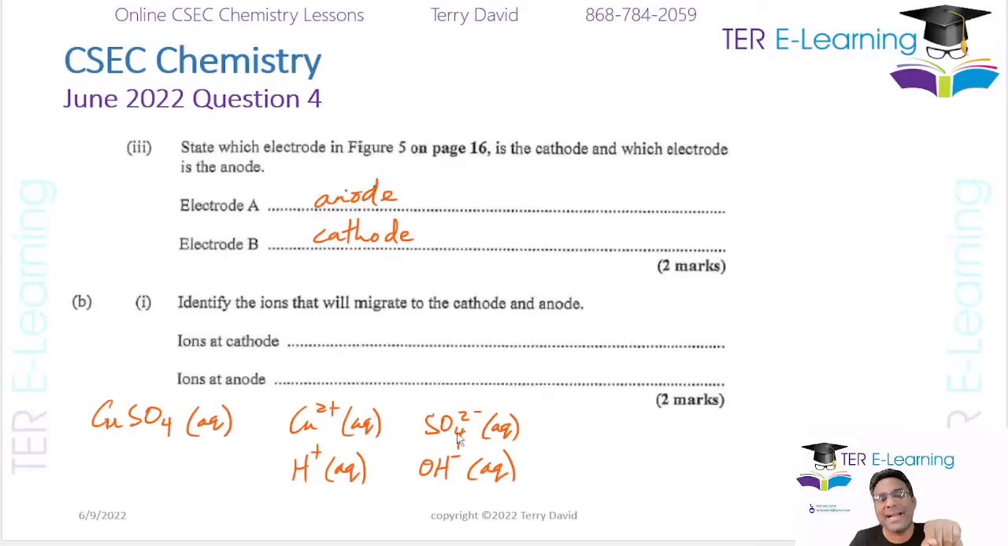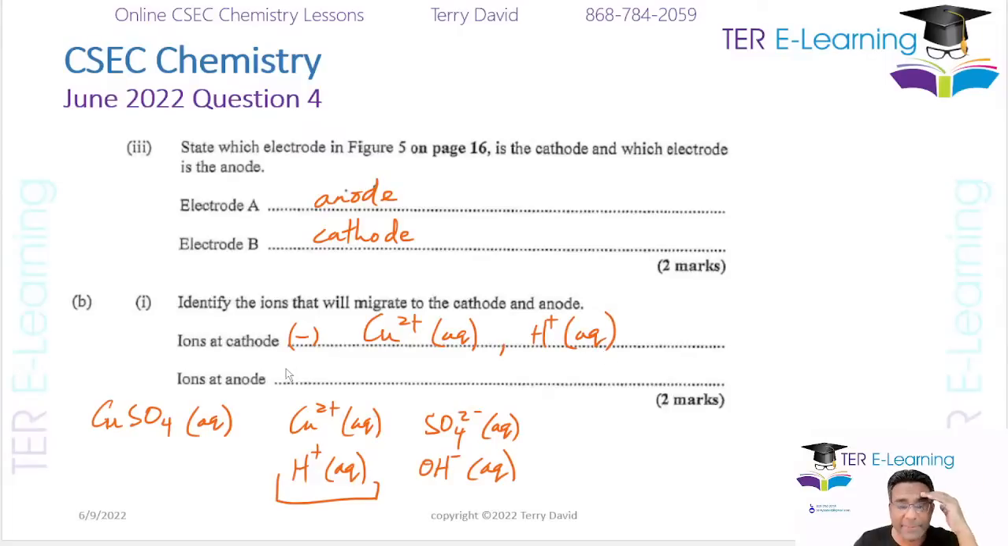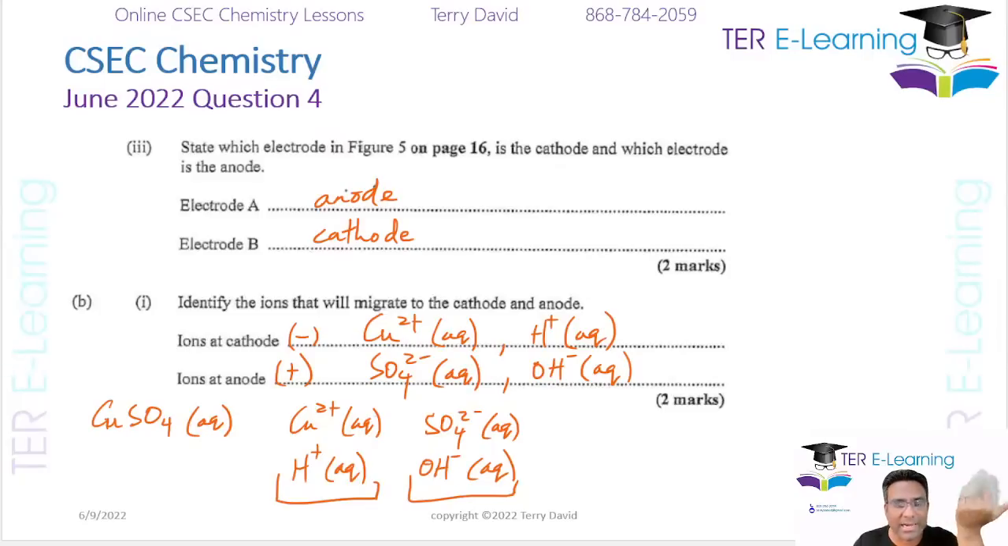So they said identify the ions that will migrate towards the anode and the cathode. Now remember, the cathode is your negative electrode. So the ones that are going to move across there will be Cu2+ aqueous and H+ aqueous. Those 2 are going to migrate towards there. At the anode, that's your positive electrode, these ions are going to go there: SO4 2- aqueous and OH- aqueous. So those are the ions that are going to migrate towards the anode and towards the cathode.